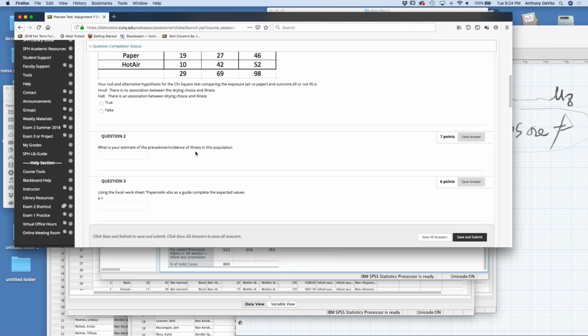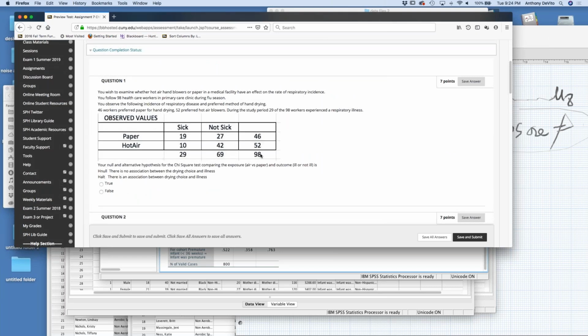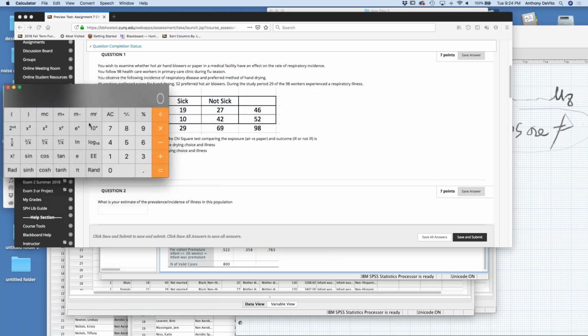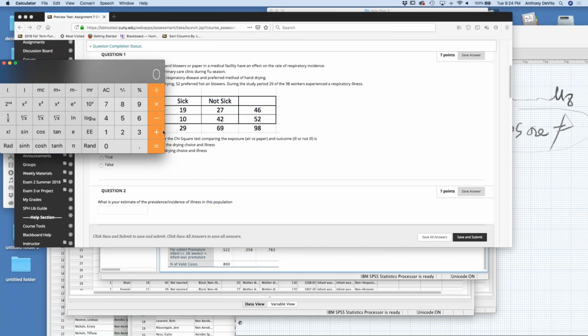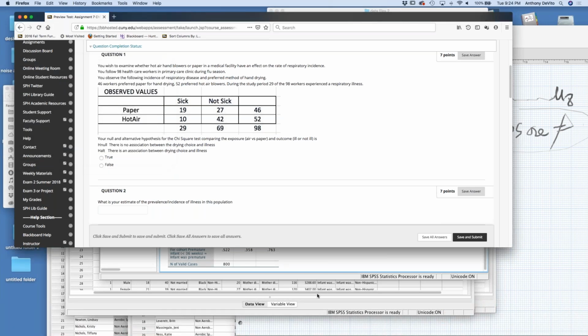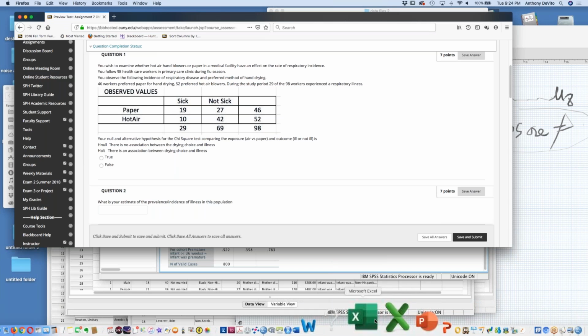Okay, what is your estimate of the prevalence or incidence of illness in this population? Well, out of 98 people in this population, 29 of them became ill after using whatever method in the bathroom. So this is a pretty virulent disease that's coming off of these towels or these blowers in this bathroom. So 29 out of 98 people got ill. So the incidence is 29.2959, et cetera. I'm going to use Excel so I don't have to keep repeating these numbers. It's going to be easier, I think, in the long run.